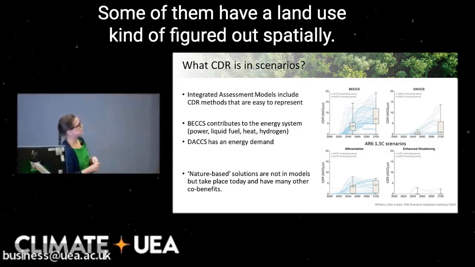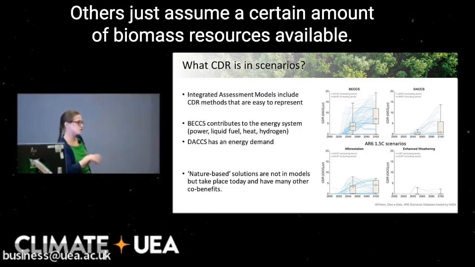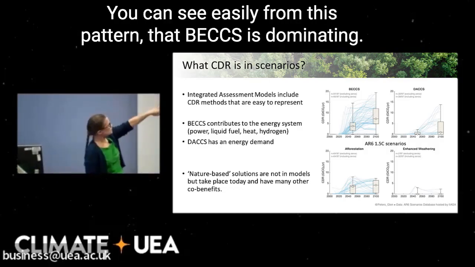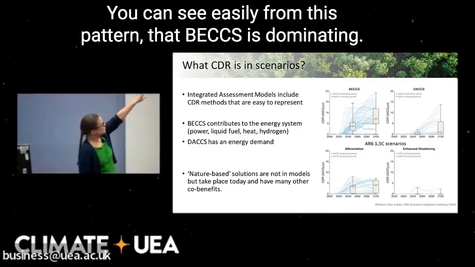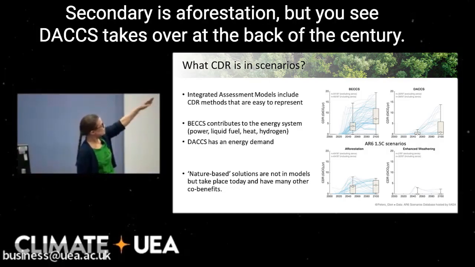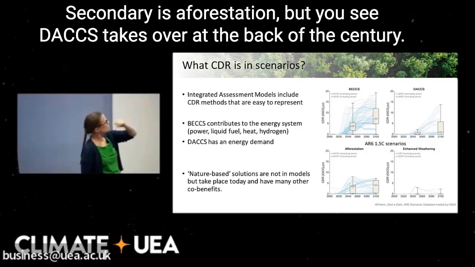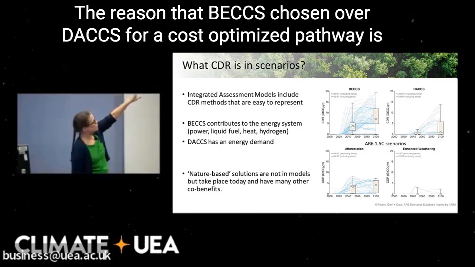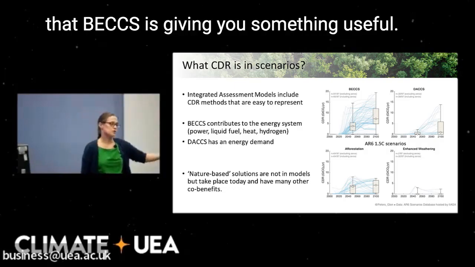Some of them have land use figured out spatially, others just assume a certain amount of biomass resources available. You can see easily from this pattern that BECCS is dominating. Secondary is afforestation, but you see DACCS takes over at the back of the century. The reason that BECCS is chosen over DACCS for a cost-optimized pathway is that BECCS is giving you something useful.